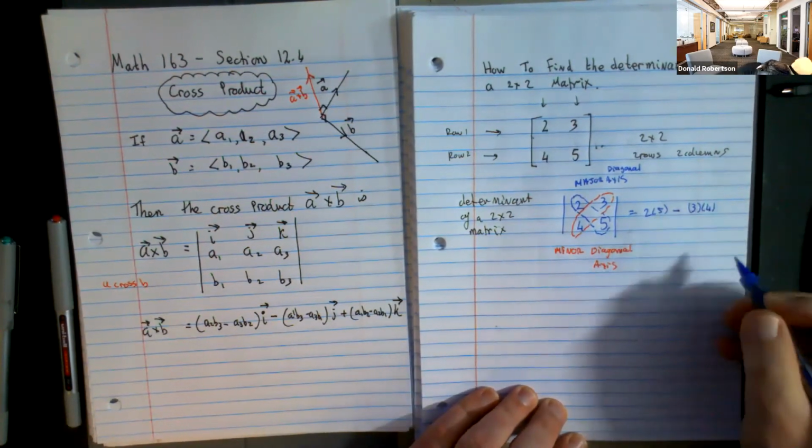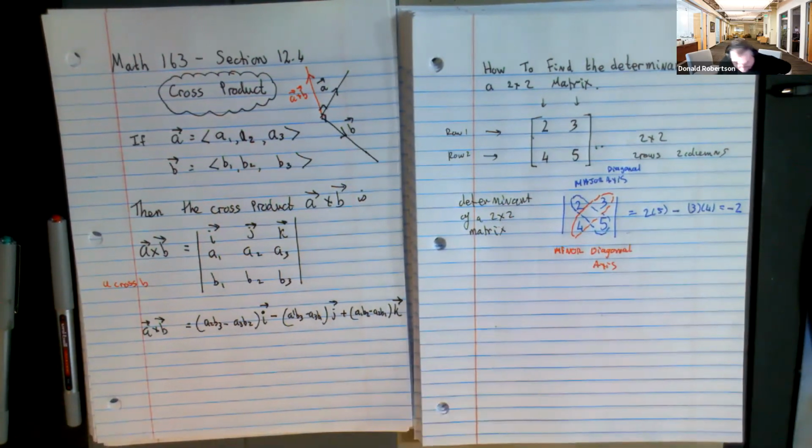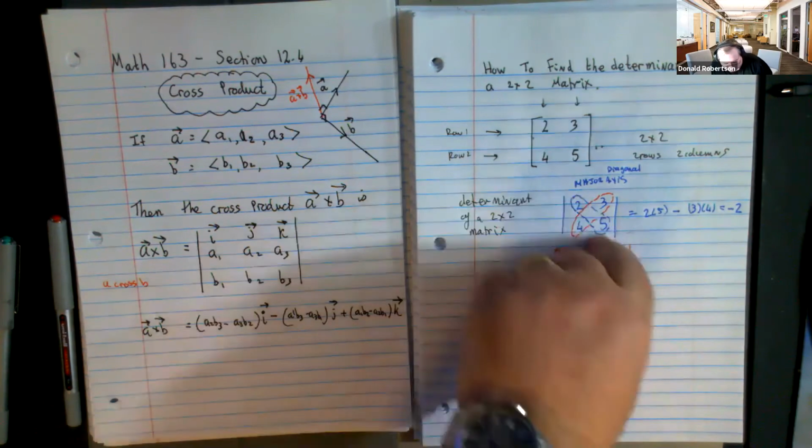And what's that going to be? In this case, 10 take away 12, the answer is -2. So if I give you a 2 by 2 matrix, do you feel comfortable about how you would calculate what's called its determinant, right? Major take away minor.